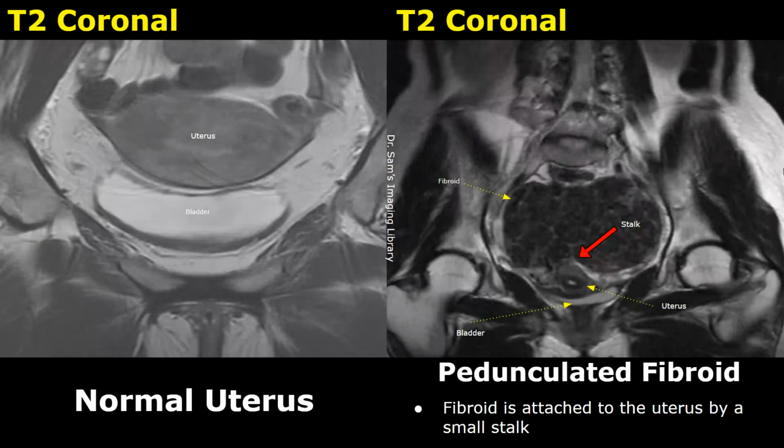This is a coronal view of the pelvis, and we can see the bladder over here and the uterus above the bladder. And this is a pedunculated fibroid in coronal view. You can see a large fibroid that is connected to the uterus by a stalk.